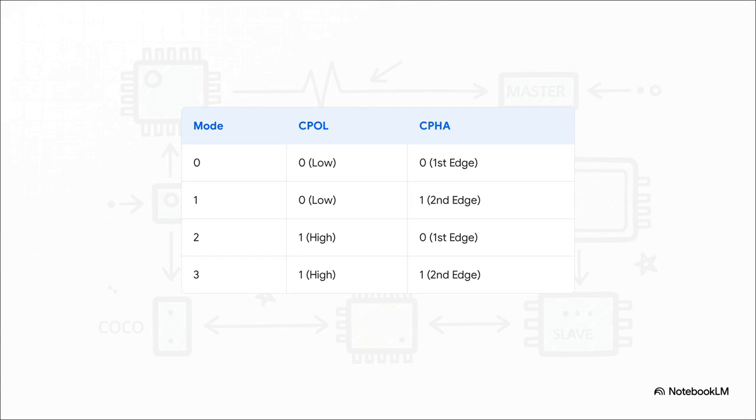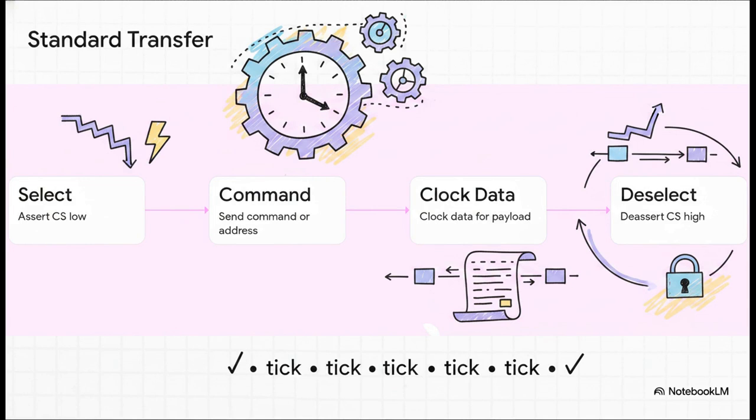The modes depend on 2 master settings. First, clock polarity, or CPOL, which sets whether the idle clock line rests at a low or a high voltage. Second, clock phase, or CPHA, which decides whether data is sampled on the first edge or the second edge. A mismatch here is hands down the most common trap for developers. If you get this wrong, your bytes are going to be shifted, corrupted, or just read as complete and utter garbage. But once those modes match, we can actually start talking.